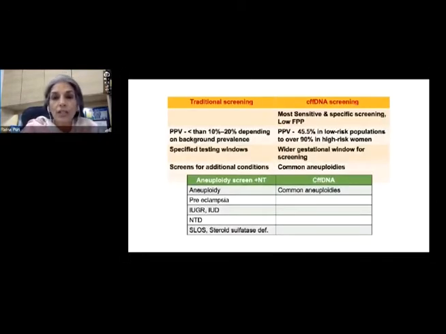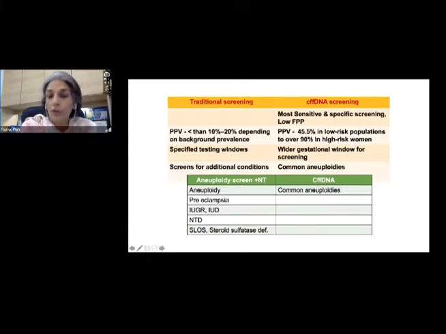Now, if we compare traditional screening to cell-free fetal DNA, and remember I told you that traditional screening is the combined first trimester screen, or the quadruple, or the integrated, or the contingent screen. We know that the cell-free fetal DNA is the most sensitive and specific screen, with a very low false positive rate compared to traditional screening, which has variable sensitivities depending upon the kind of test that you're doing, and it varies from 80 to about 92%.